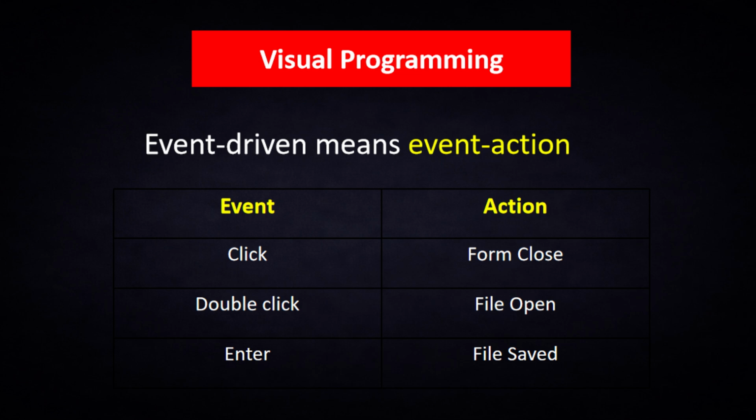In response to an event, an action occurs. Like when you click on the button, the form closing is the action and the click is the event. Similarly, double click is an event and file open is the action. Similarly, enter is an event and file saved is the action. Now we are going to demonstrate inside Visual Studio how we will apply events and actions. Let's jump to Visual Studio.